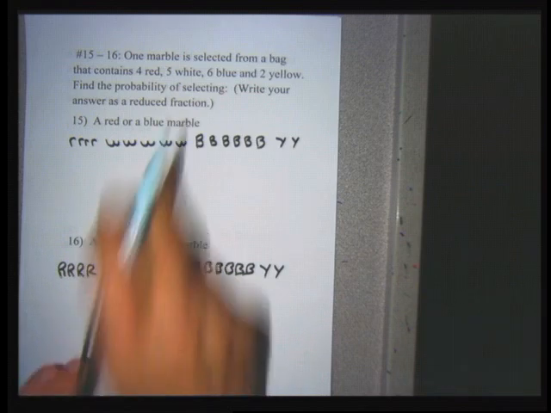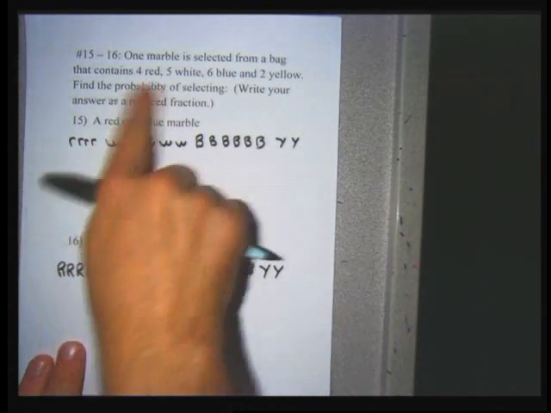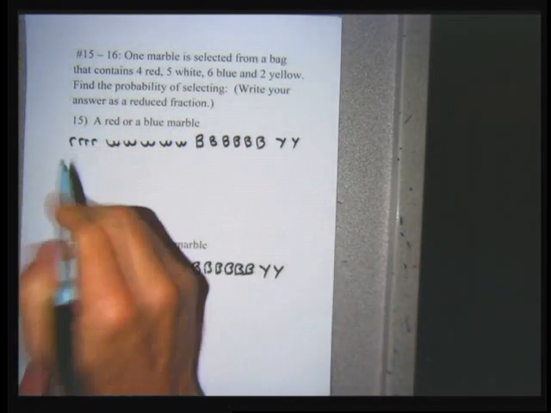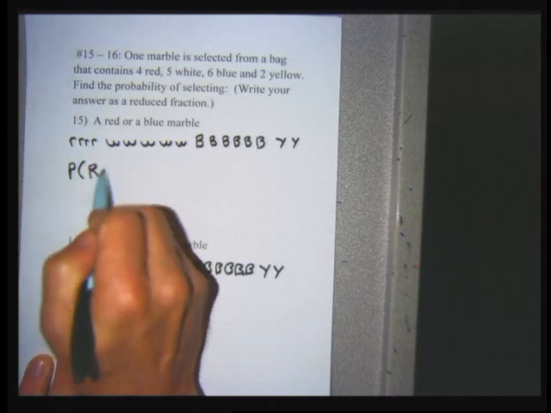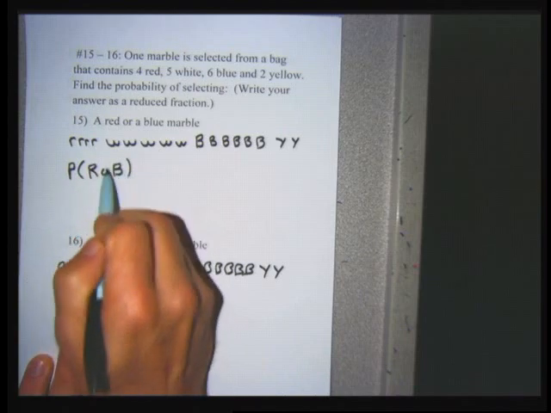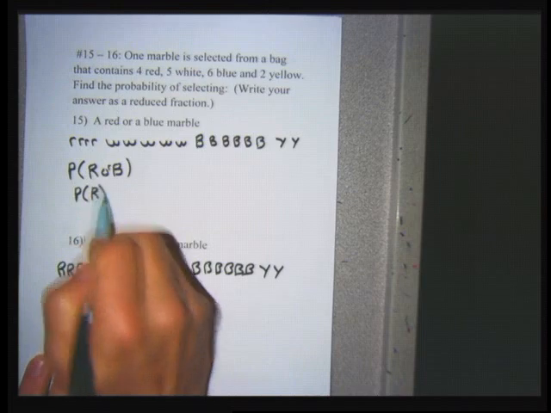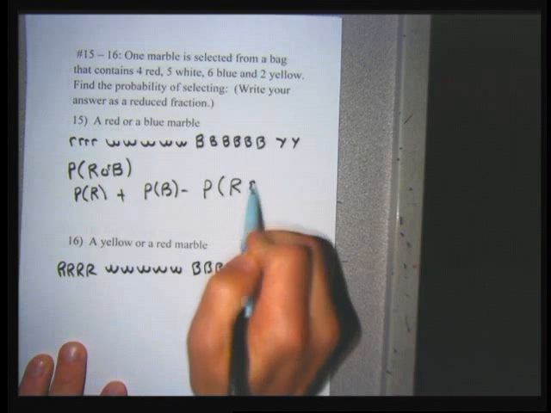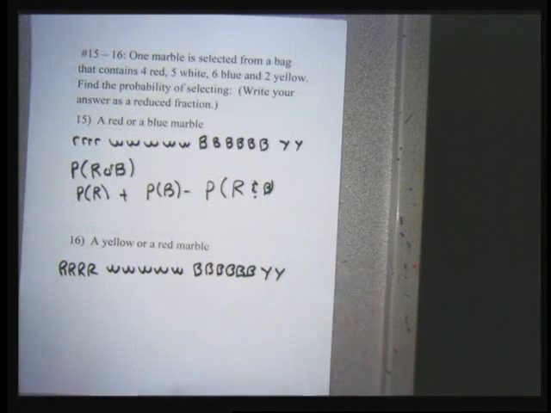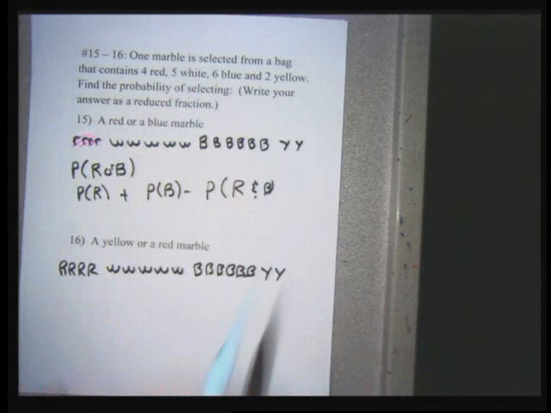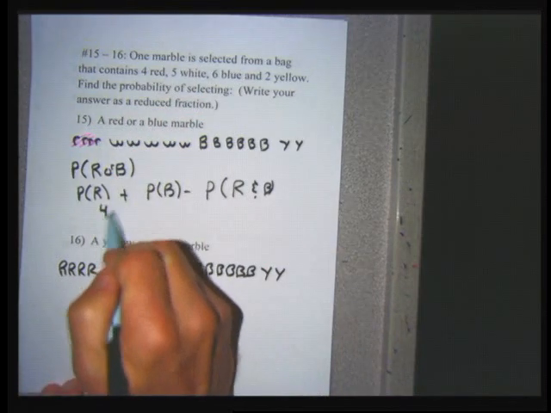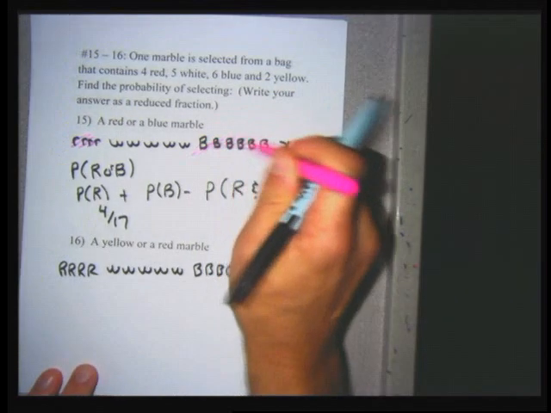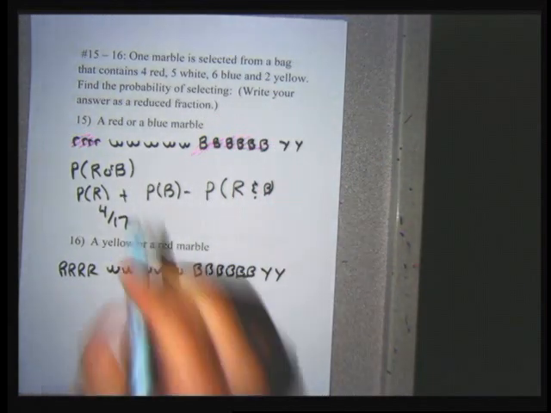So the probability, if you take one marble out, the denominator is going to be 17 because there's 17 different marbles. And now I need to find the probability of a red or a blue, which is the probability of a red plus the probability of a blue less the probability of getting a marble that's both red and blue. For the probability of a red, I'm going to count those 4 red marbles. That's going to be 4 of the 17 marbles.